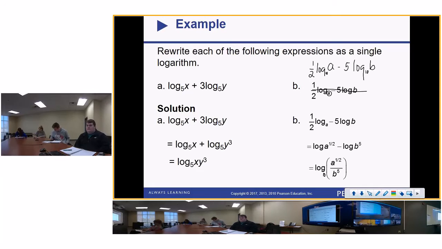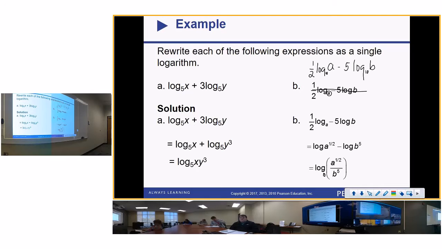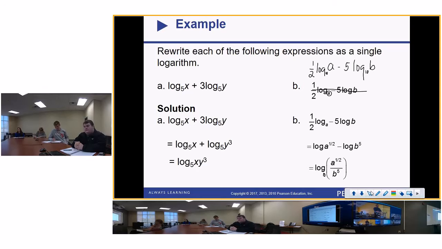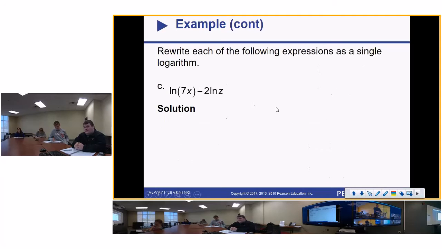That's a typo. So the actual problem should read 1/2 log base 10 of big A minus, not a base, not a subscript, minus 5 log base 10 of B. That's an error. All right, try that.